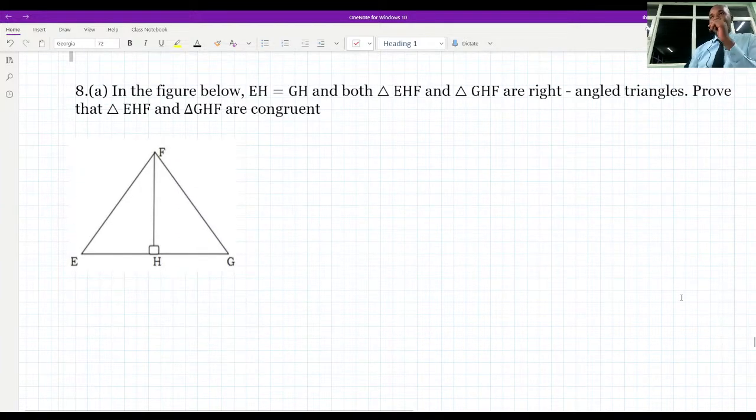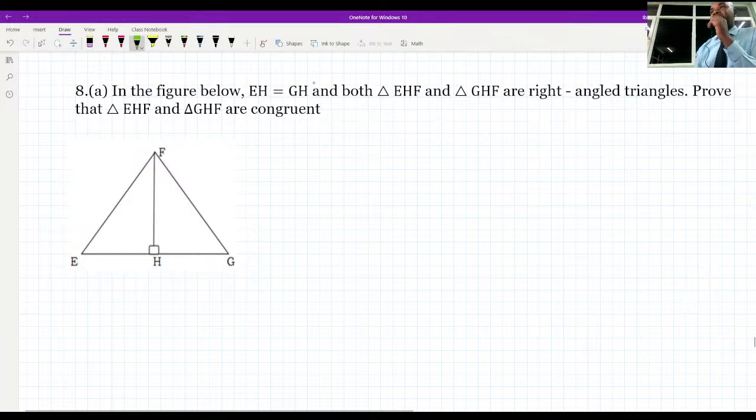Sasa swali la 8 ni hili kwamba in the figure below EH equals to GH, and both triangle EHF and the triangle GHF are right angled triangles, as we have seen here actually, that there is a right angle there. Prove that the triangle EHF and the triangle GHF are congruent triangles. So here we go. We are going to start.